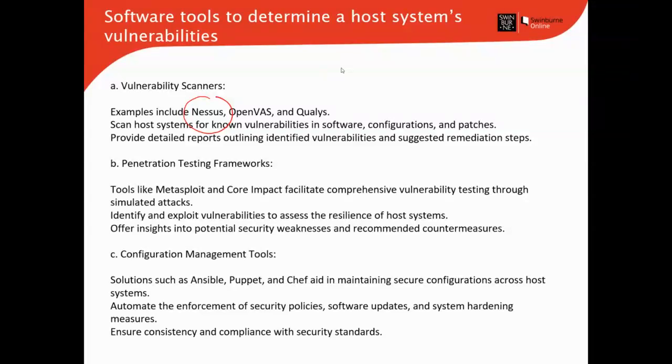I am using Nessus, which is free, not open source, sorry. It's free for maybe 5 or 10 IP addresses. What it does is it probes your network. It looks at your servers, your PCs, your computers, and tries to find vulnerabilities in there. OpenVAS is open source, and there's Qualys. I was never able to pronounce that. But it scans your host systems for known vulnerabilities.